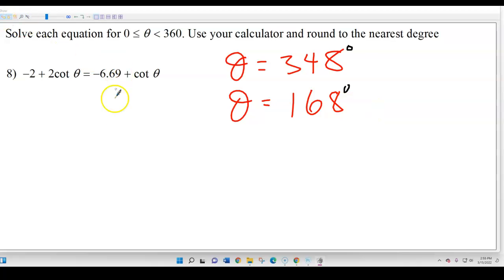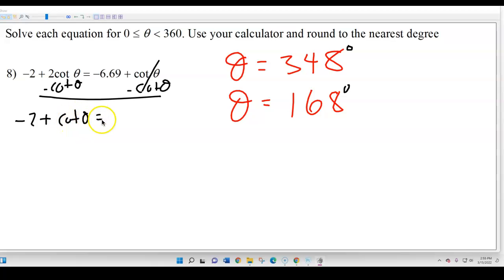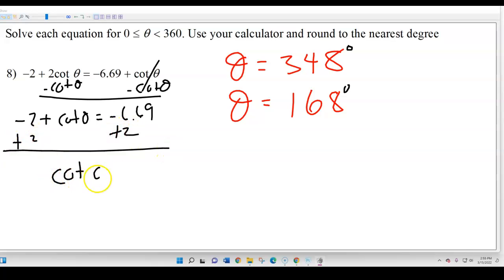All right. I'll go ahead and work this one out just in case you had a hard time with it, because this one might be a little bit harder. First of all, I would subtract the cotangent on both sides, which gives me this new equation here. Then I would add 2 on both sides, which would give me this new equation. And then I would take the reciprocal on both sides.